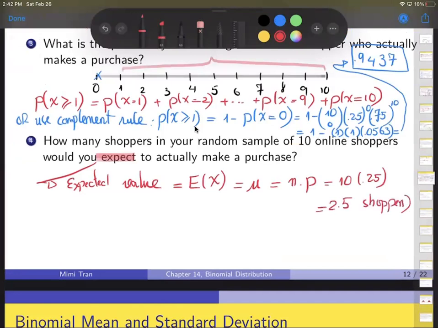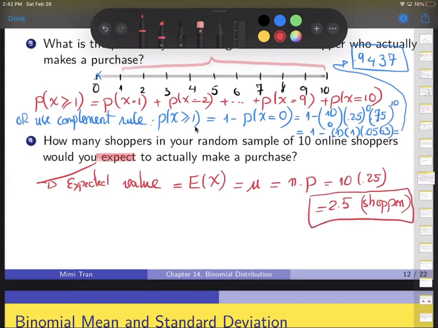By the way, for the expected value, do not round up or round down. Leave it like that. I know it doesn't make sense. Like you cannot have 2.5 shoppers, right? But it's the rule. For expected value, you don't round. Just leave it as is. I didn't make the rule.